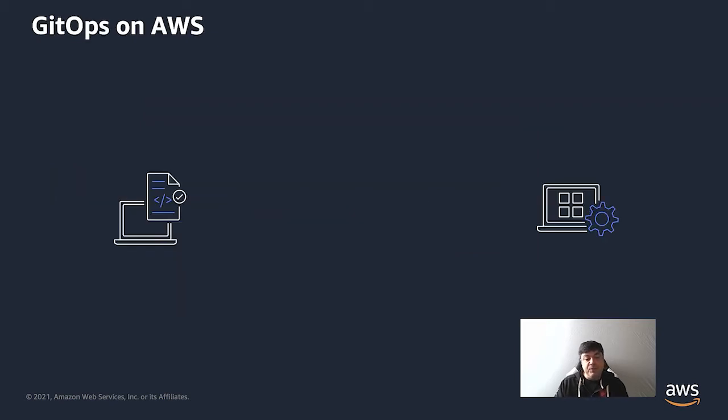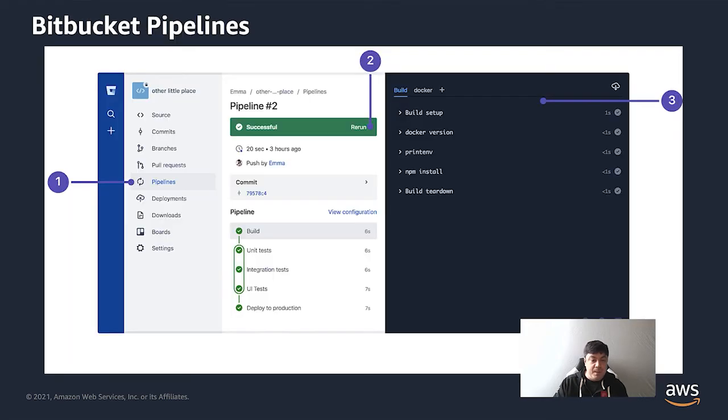Now that we've established some common principles that are shared by both Kubernetes and non-Kubernetes GitOps practices, let's take a look at how customers can practice GitOps on AWS with Atlassian's Bitbucket and Bitbucket Pipelines. Bitbucket Pipelines is an integrated CI/CD service built into Bitbucket. It allows you to automatically build, test, and deploy your code based on a configuration file in your repository.